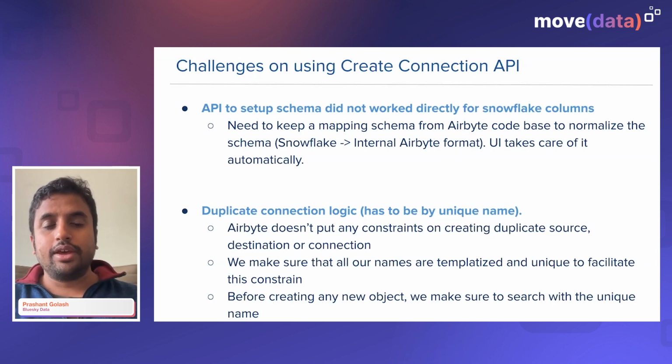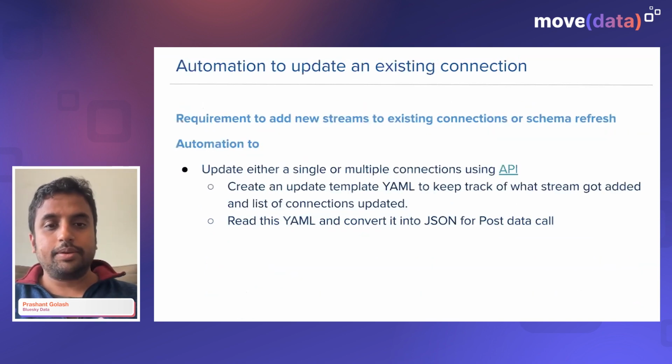The second issue that we saw is that Airbyte by itself has UUIDs. It has no notion of detecting duplicate logic so far, at least in the version that we were using. So sometimes people accidentally create duplicate connections. To avoid that, we added additional logic. We made sure that our naming is unique across the different design partners that we are working on, and we do a search call before creating new connections. This helps us make sure that we always work with a unique set of connections and source destinations.